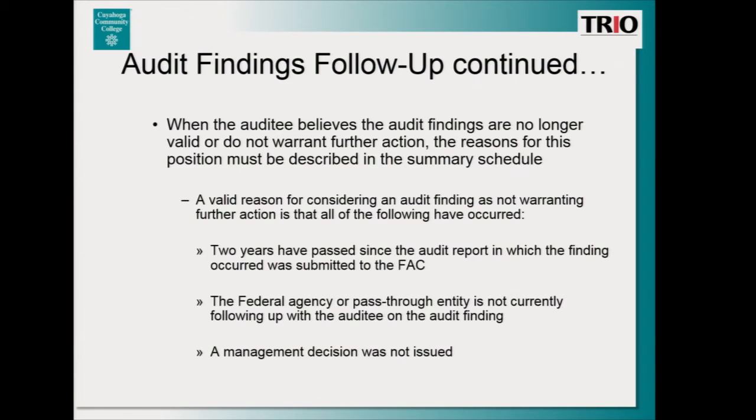When the auditee, so that would be you and your institution, believes the audit findings are no longer valid or do not warrant further action, the reasons for this position must be described in the summary schedule. A valid reason for an audit finding not warranting further action is that all the following have occurred. 2 years have passed since the audit report in which the finding occurred was submitted. The federal awarding agency or pass-through entity is not currently following up with the auditee or on the audit finding, and a management decision was not issued.